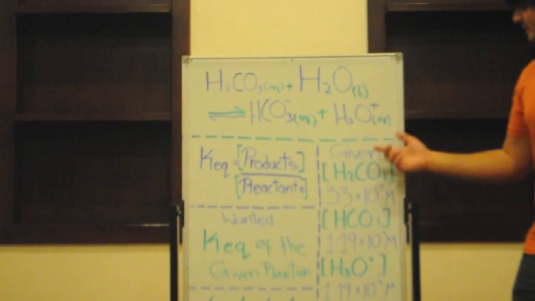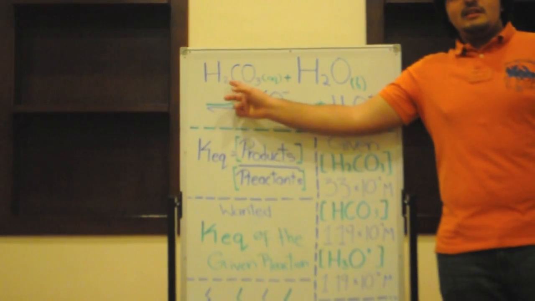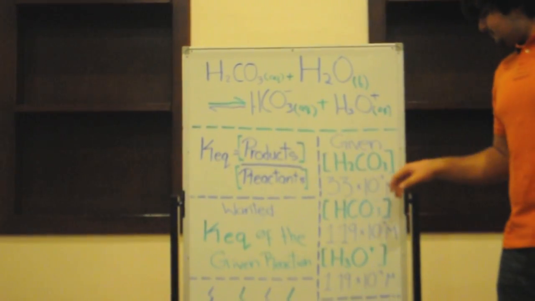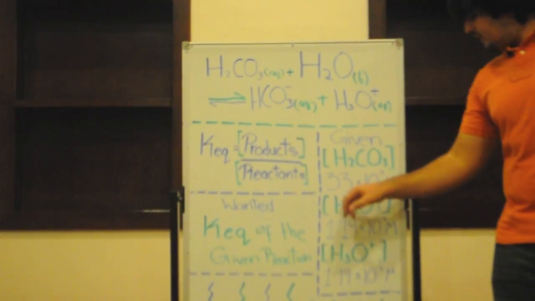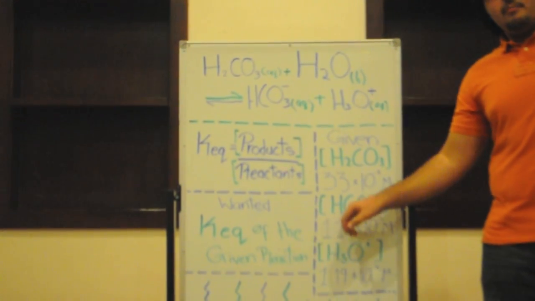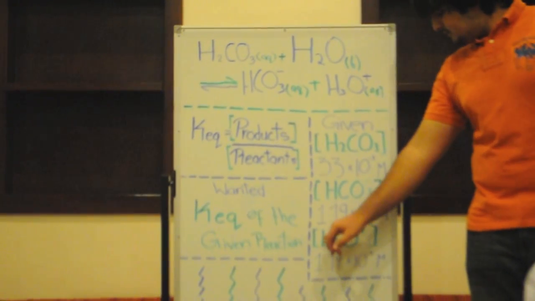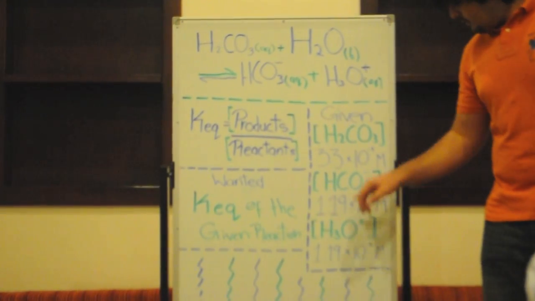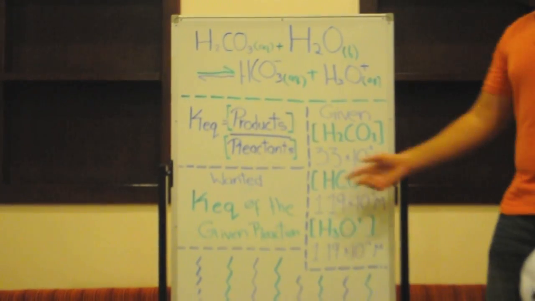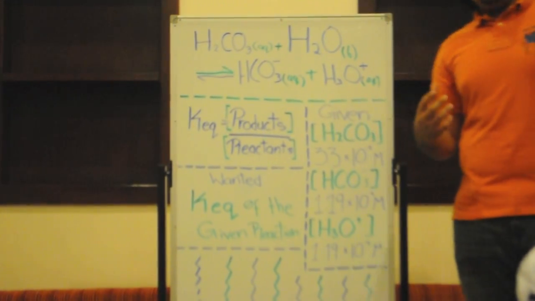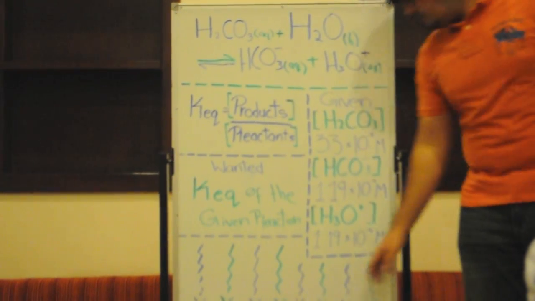Now you are given from the question that H2CO3, which is a reactant, has a concentration of 3.3 times 10 to the power of -2, and HCO3 has a concentration of 1.19 times 10 to the power of -4. And the last one is H3O, which has a concentration also of 1.19 times 10 to the power of -4. Now what we want to find is the Keq of this chemical reaction.